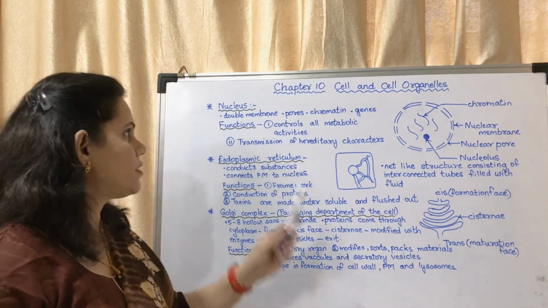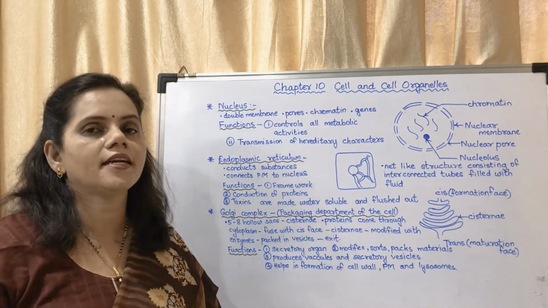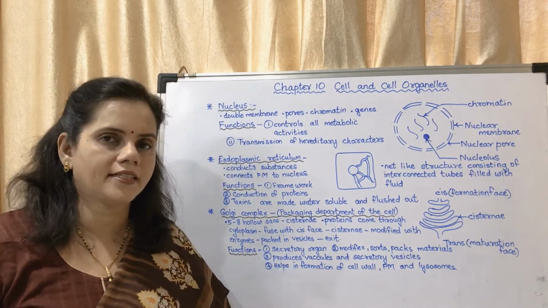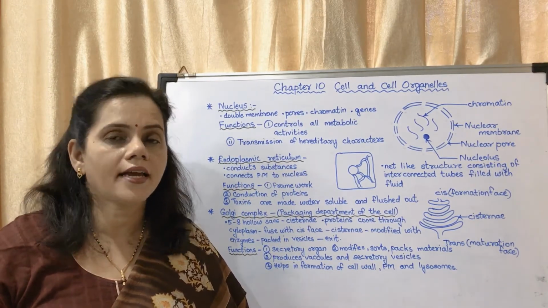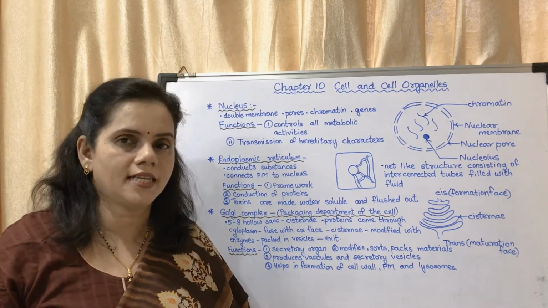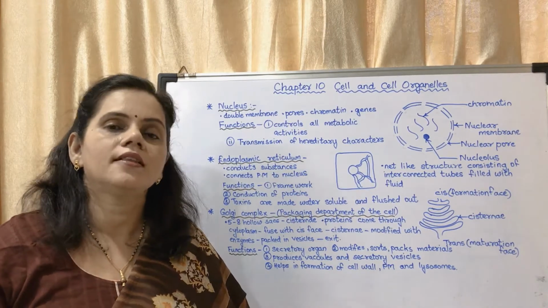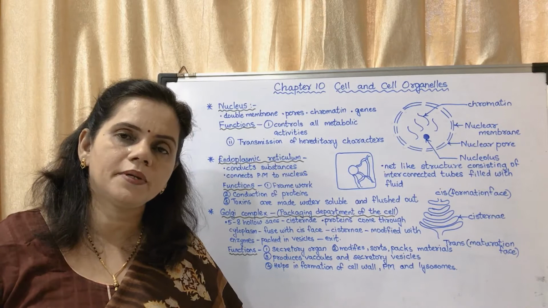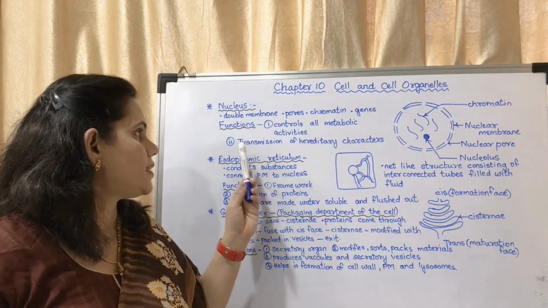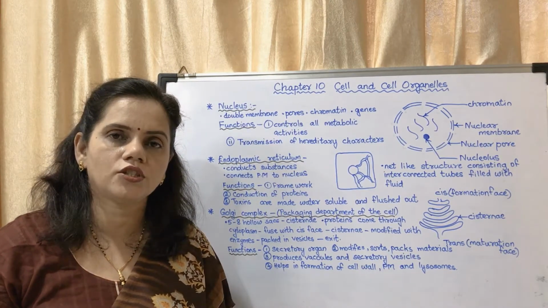So what is the first function? The first function is it controls all the metabolic activities. Again, what are metabolic activities? The chemical reactions which are taking place inside the cell. The second function is transmission of hereditary characters. You might have heard that hereditary characters means the characteristics which are transferred from parents to young ones, to the next generation. And through what? What is the messenger? Who carries the information? The DNA carries the information. Where is the DNA present? The DNA is present in the nucleus. Okay, so what is the function? Second function of nucleus, it is transmission of hereditary characters. Hereditary means which is transferred from one generation to the next.